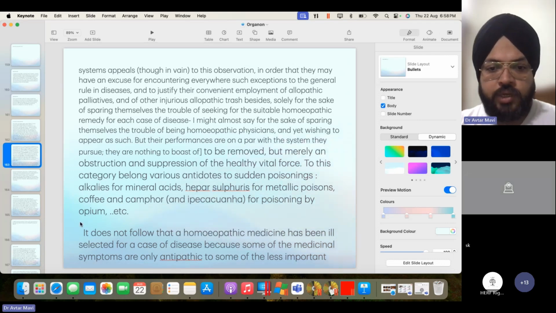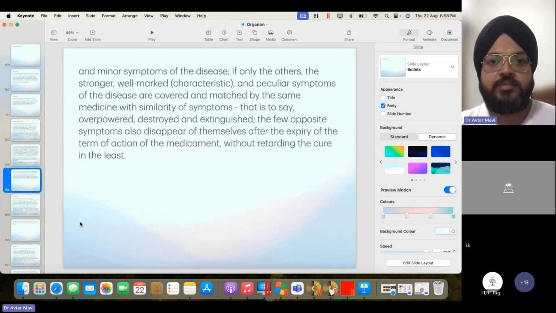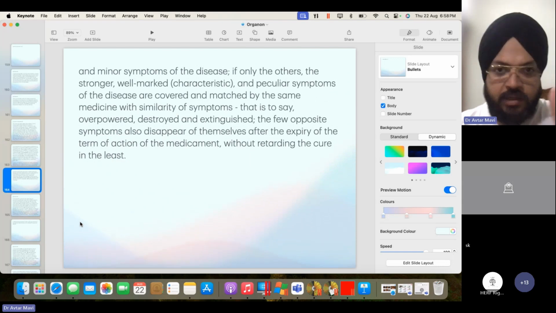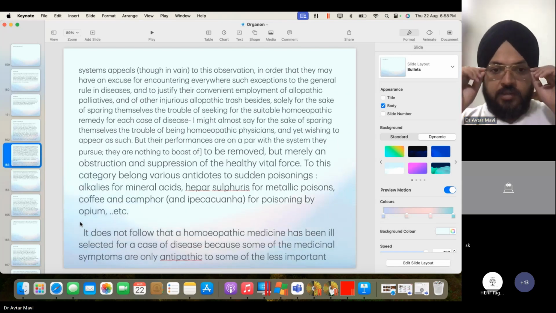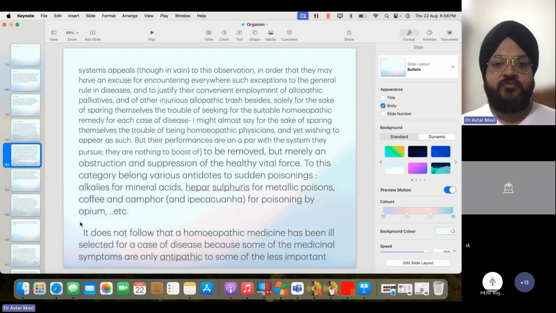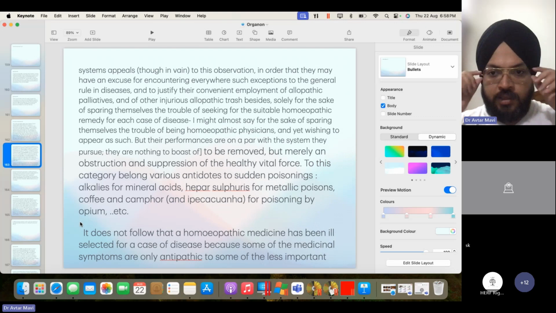It does not follow that a homeopathic medicine has been ill selected for a case of disease because some of the medicinal symptoms are only antipathic to some of the less important and minor symptoms of the disease. Now, this is another part, although it comes under the same footnote, but it is a completely different understanding, because many physicians, when they were going through the Organon, found it a new thing, so there were some questions which kept coming.